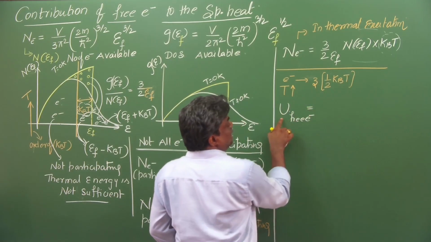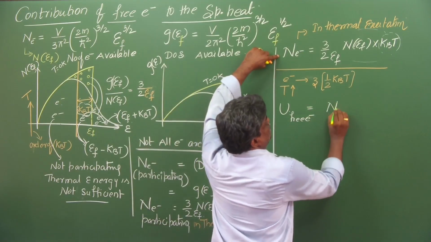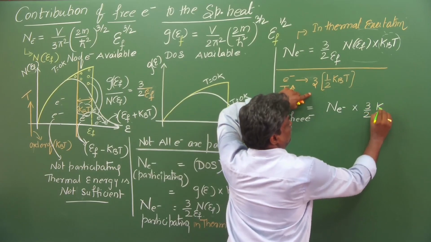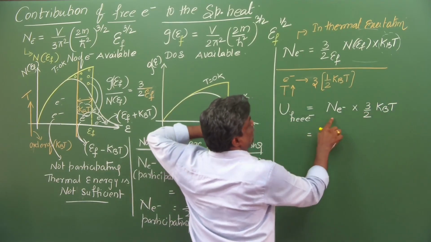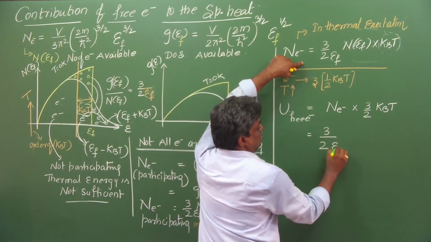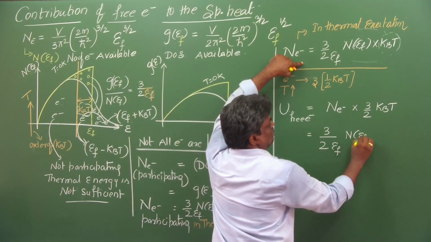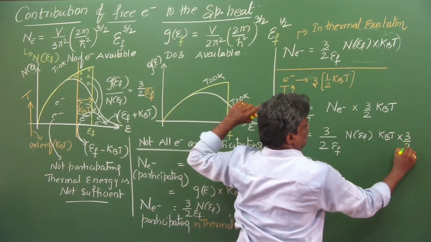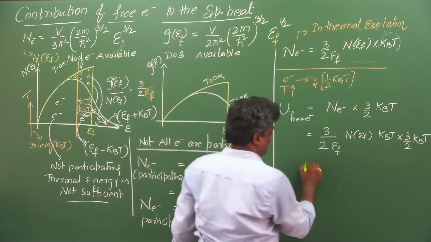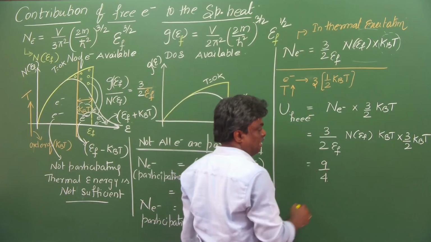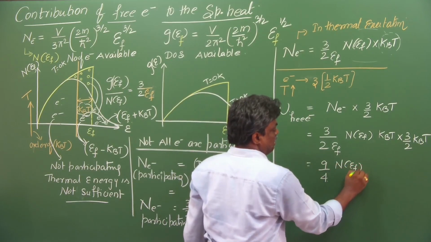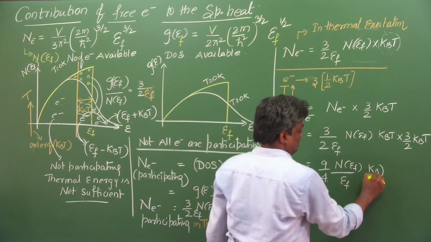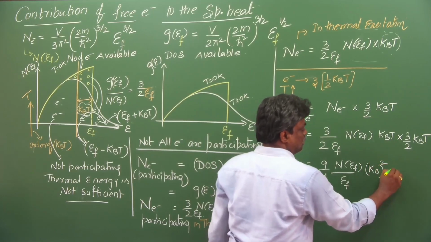Now, the amount of energy due to free electrons. Understand? I am finding the amount of energy. How many electrons are participating? N of EF times kBT, into the energy of each electron. I hope you are observing. Now the energy of each electron is how much? 3 by 2 kBT. So that's it. 9 by 4, N of EF by EF kB whole square, into kB whole square.